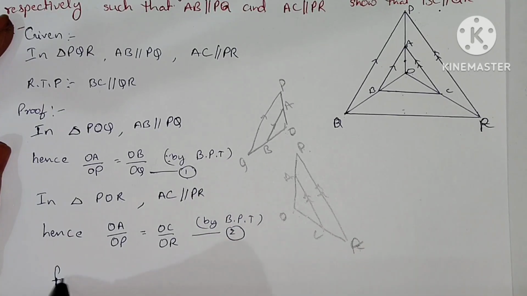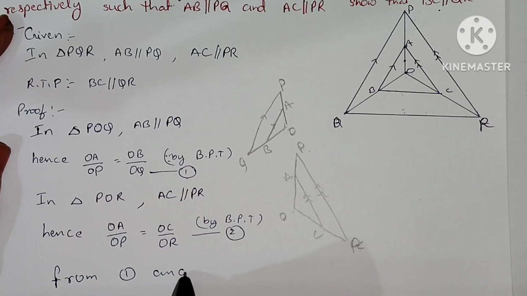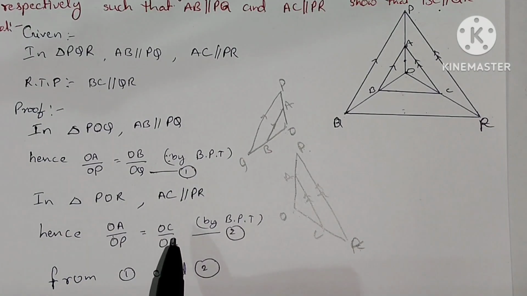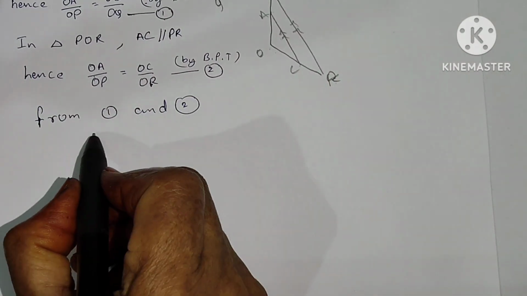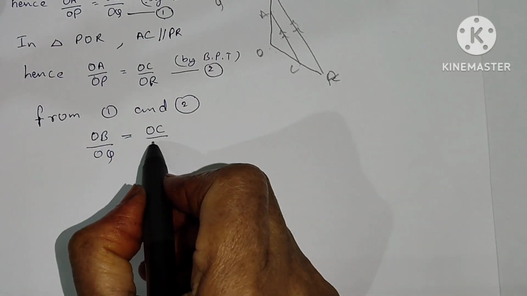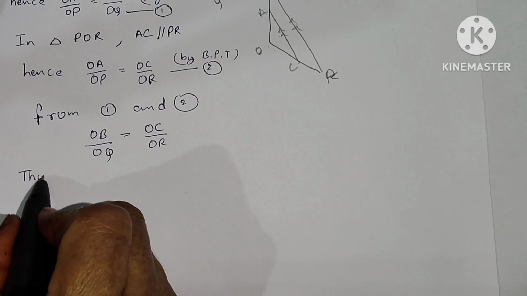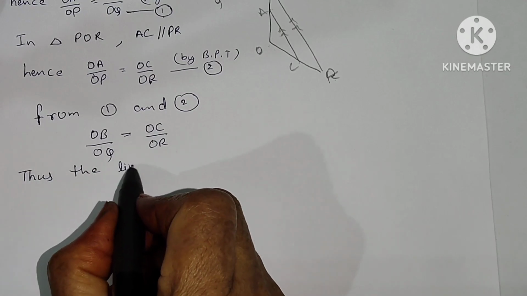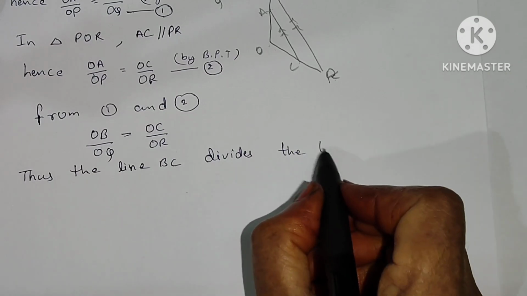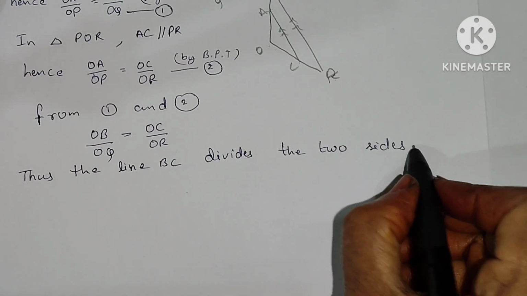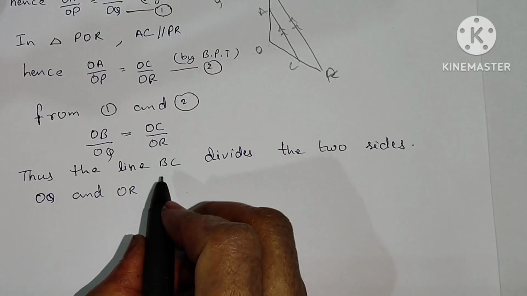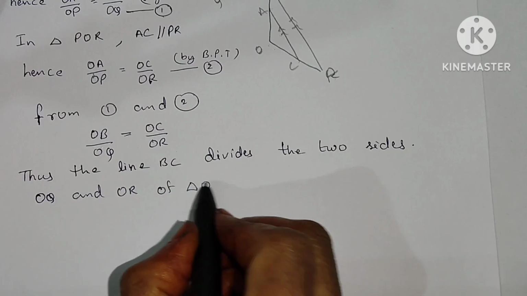So from equation 1 and 2, we observe that the left hand sides are equal, so these two are equal. So here we write OB by OQ equal to OC by OR. Thus the line BC divides the two sides OQ and OR of triangle OQR.